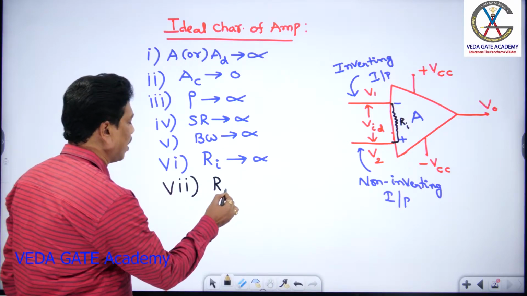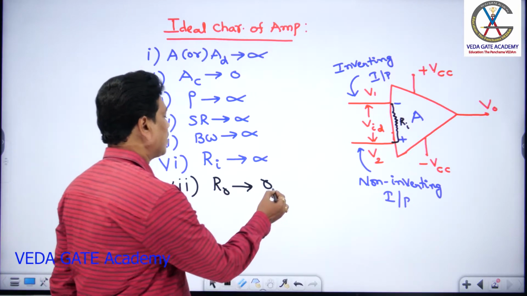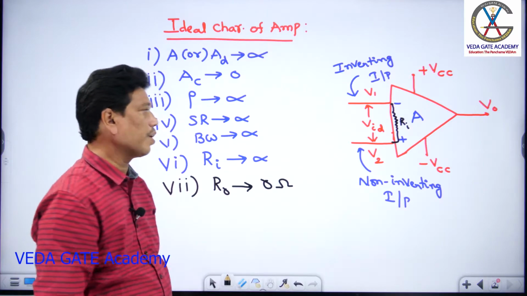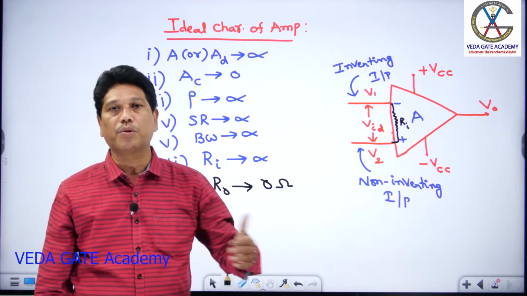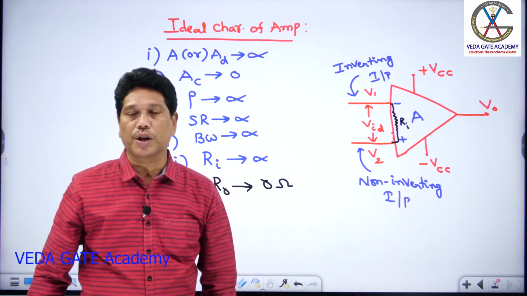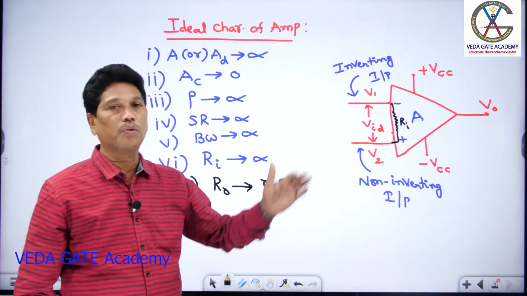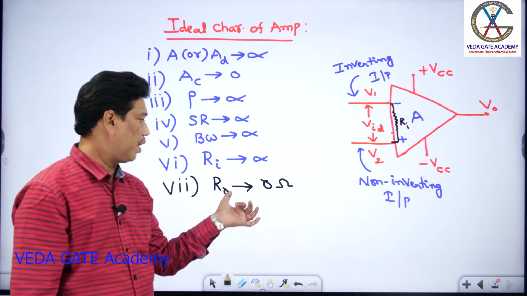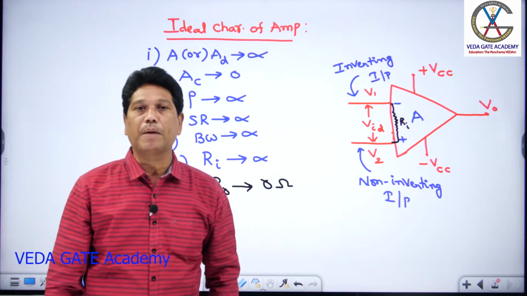And one more is output resistance R naught tends to 0. The output resistance of the op amp should be 0, indicating that all the amplified signal can be given to the output terminal without any loss. So for ideal condition, the output resistance should be 0, indicating that all the amplified signal comes to the output without any loss. So this is the output resistance of an op amp. All these are the ideal characteristics of an op amp.